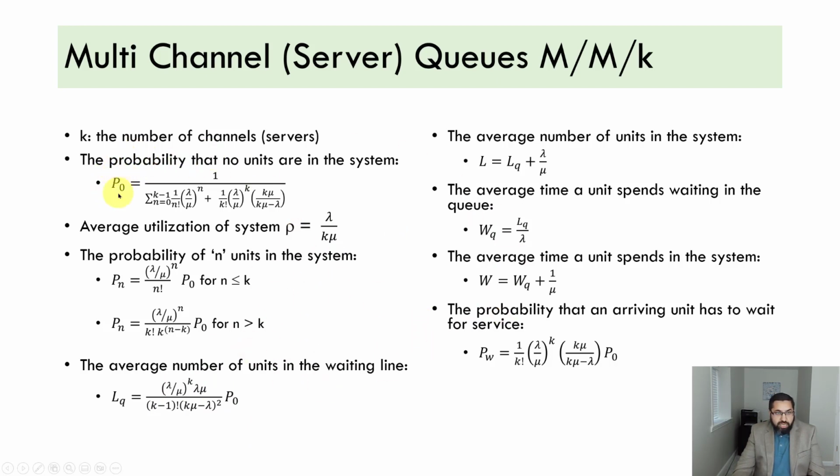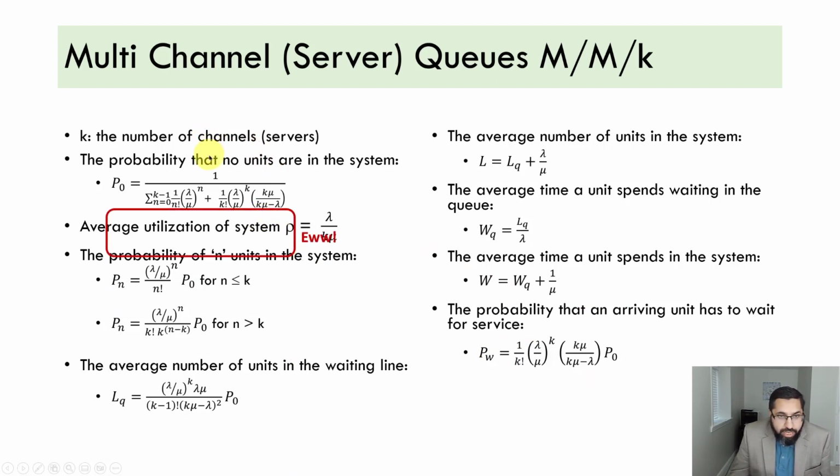The formula for P naught, the probability that there are no units in the system, is quite involved. You have sigma, the summation term, which you have to compute, and then you use P naught to compute the other values. Probability of n units in the system is also a little bit involved, and LQ. If you have P naught, LQ is not too bad, but getting P naught is kind of bad. But once you have LQ and P naught, everything else is easy. L is just LQ plus lambda over mu. WQ is this, W is this, and then the probability that an arriving customer has to wait is this, right?